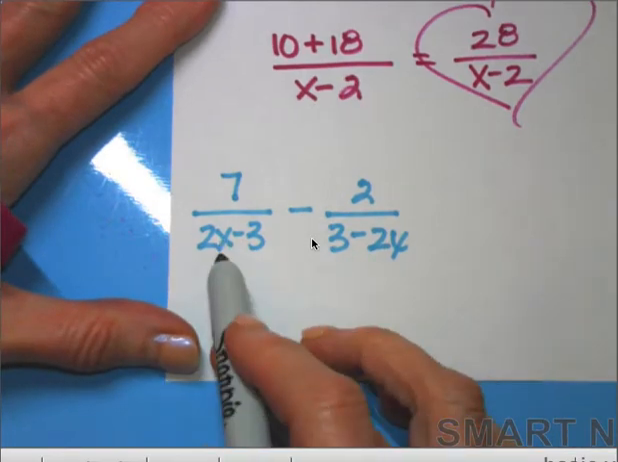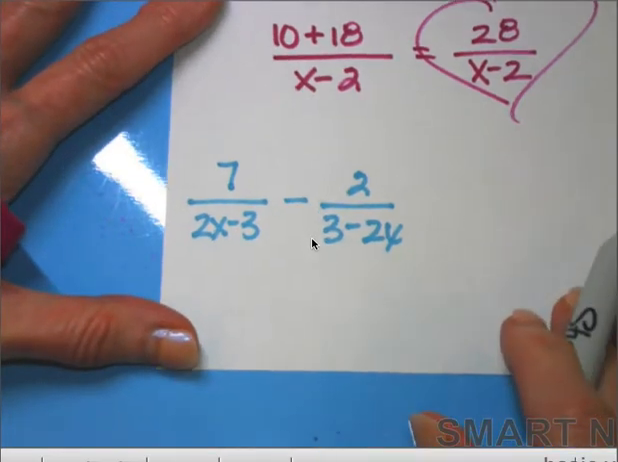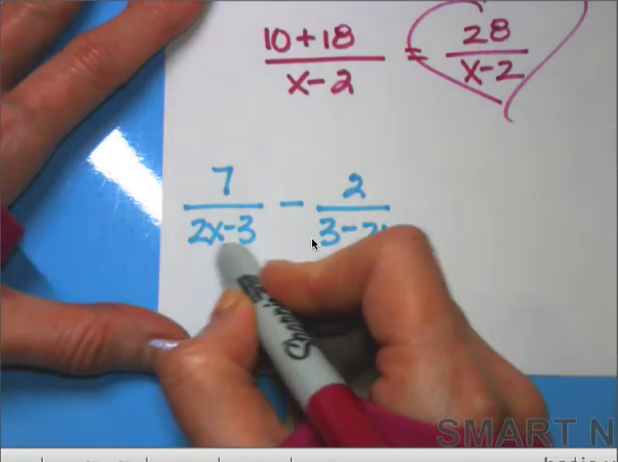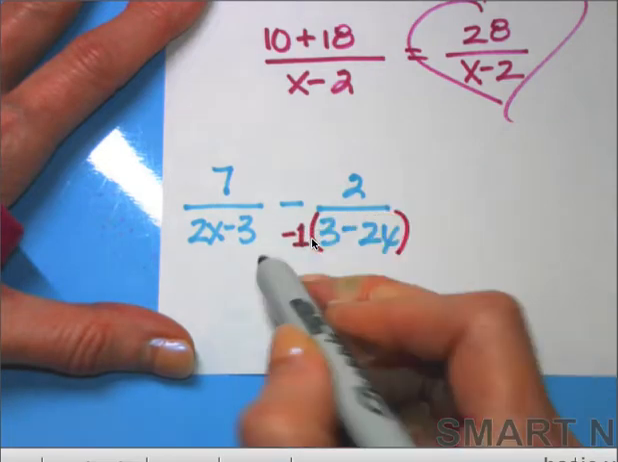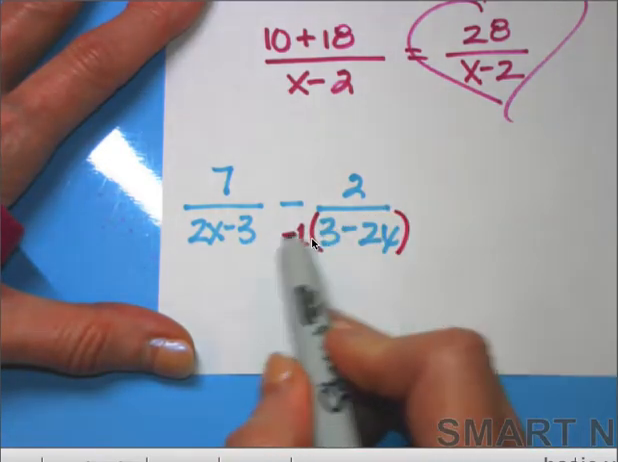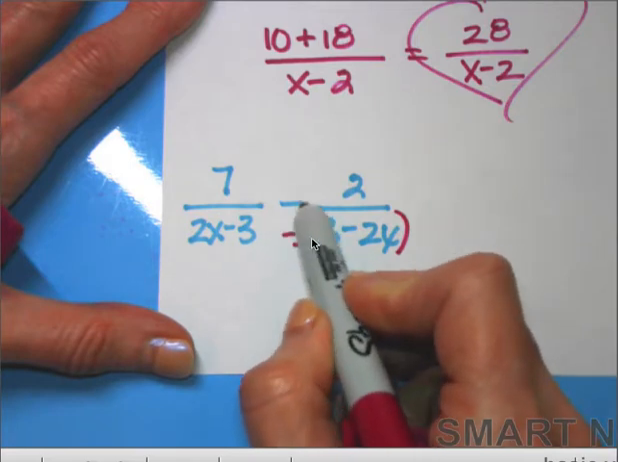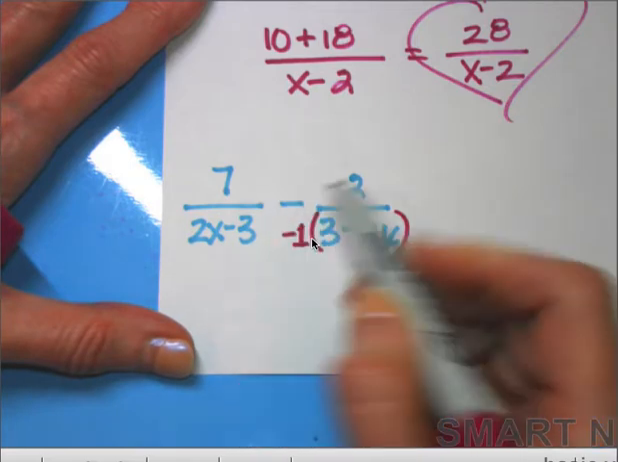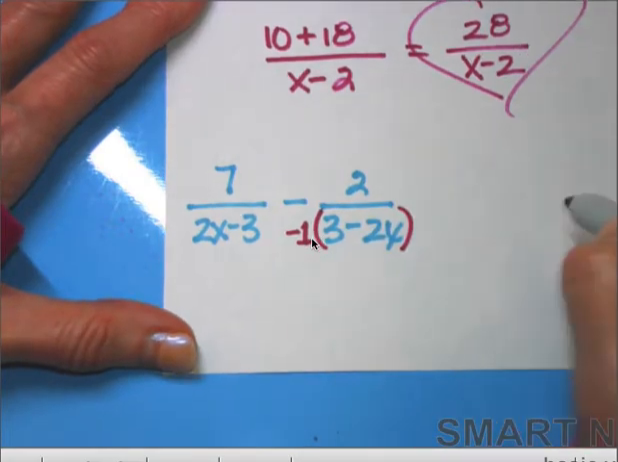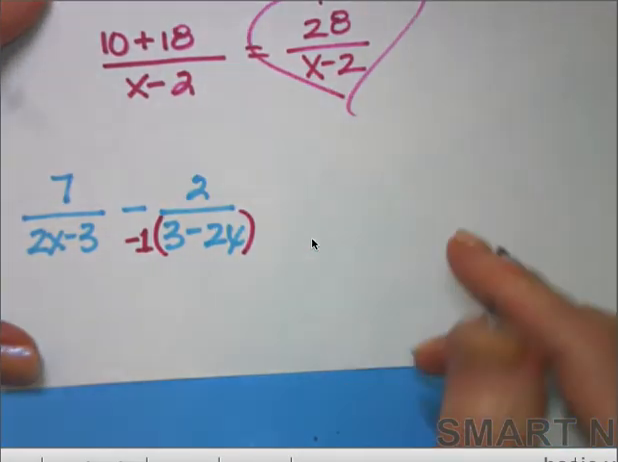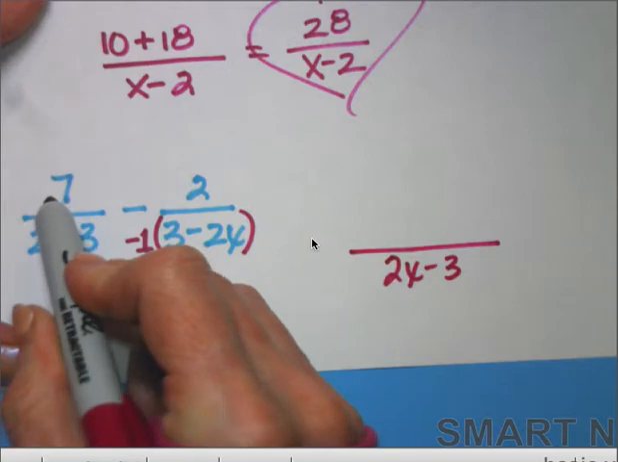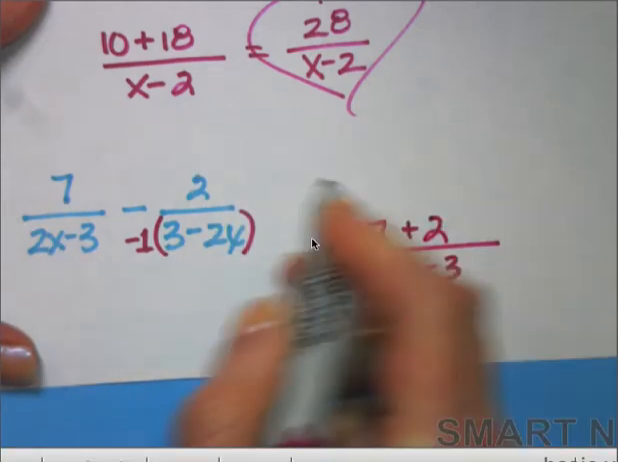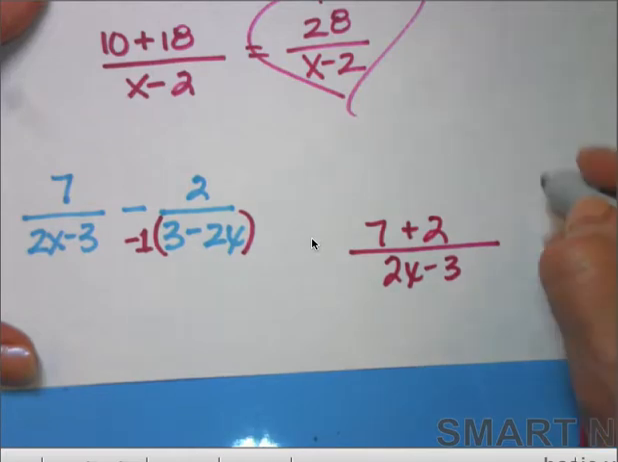Here I've got 2x minus 3 and 3 minus 2x. If I'm going to go with 2x minus 3 as my common denominator, that means I would need to introduce that factor of -1 into the second ratio. The result of that is changing the operation between the two expressions from subtraction to an addition. So now when I rewrite these as one expression, my denominator is going to be 2x minus 3, and my numerator is now going to become 7 plus 2 rather than 7 minus 2. So my simplified expression is 9 over 2x minus 3.